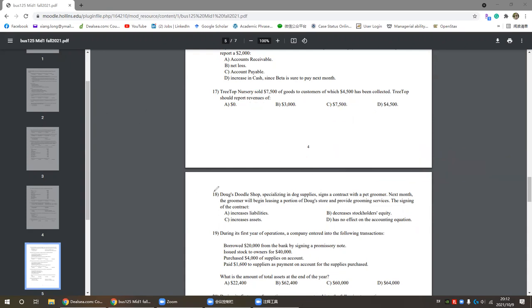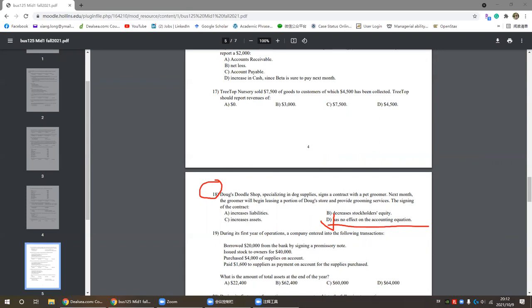The next question is question 18. This company signed a contract with a pet groomer. Next month, the groomer will begin leasing a portion of the store and providing the grooming service. Signing a contract will do what? We talk about these kinds of questions a lot. If a contract is for something that happens in the future, where you did not pay yet or the people you hired did not provide the service yet, these things have no effect on the accounting equation because they will be happening in the future. So this has no effect. The answer to this one is D.